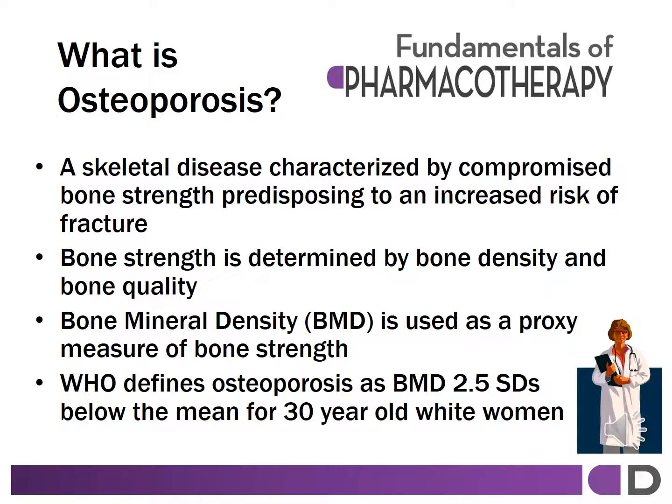Your bone strength is typically measured by a proxy, bone mineral density, or BMD. This measure of your BMD is compared to the average BMD of a 30-year-old Caucasian woman. If your BMD is 2.5 standard deviations below that, then you are diagnosed with osteoporosis. BMD is also used as a predictor of future fracture risk.